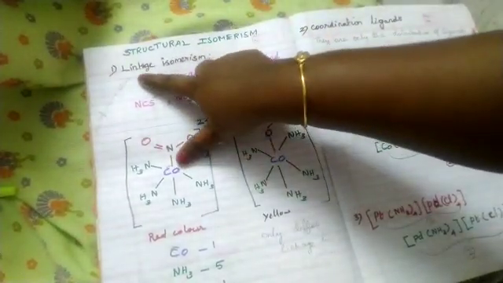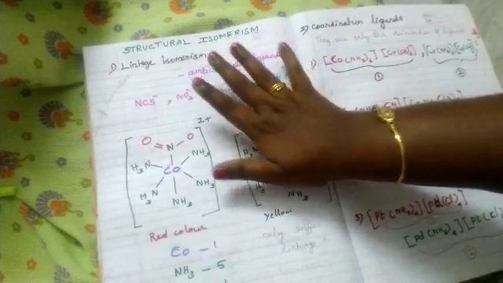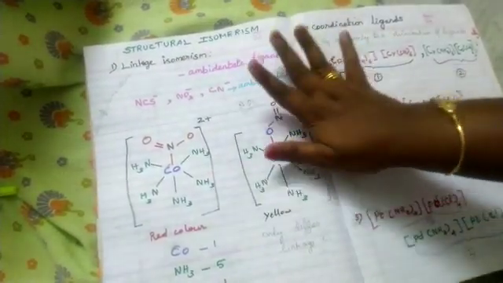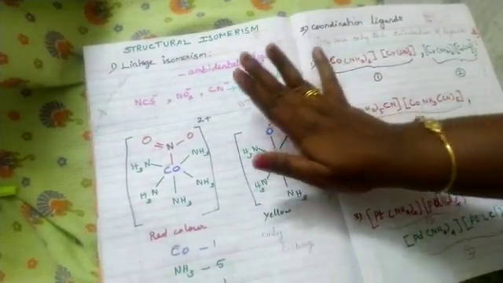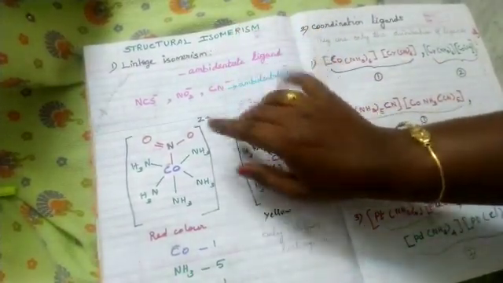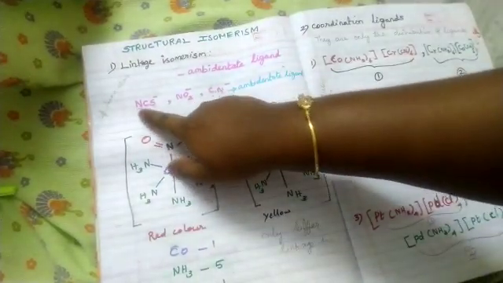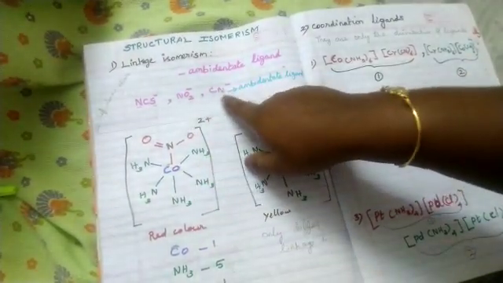So the first thing is linkage isomerism. In this linkage isomerism, it depends on ambidentate ligands. So what are ambidentate ligands? Two different donor atoms are there. This is an example of ambidentate ligands: NCS minus, NO2 minus and CN minus.